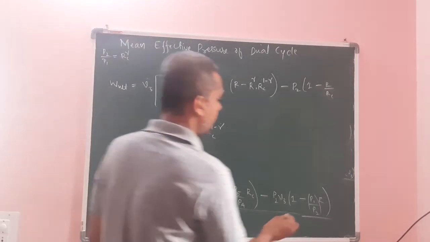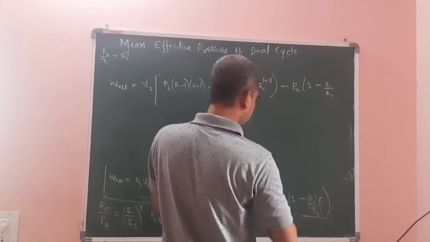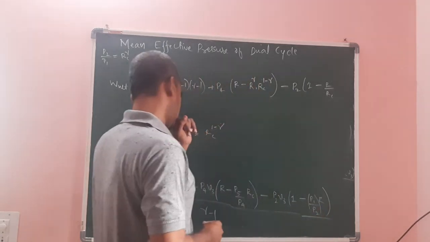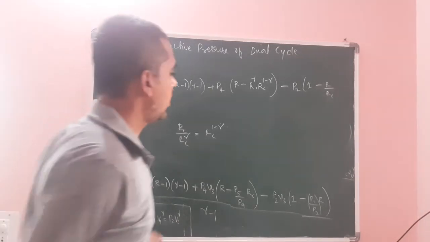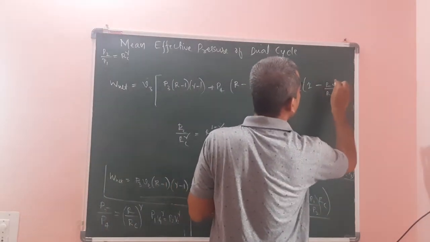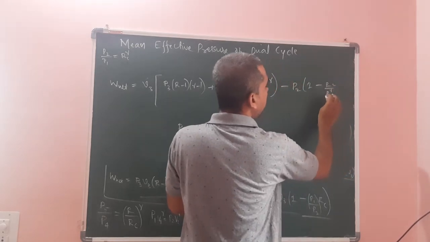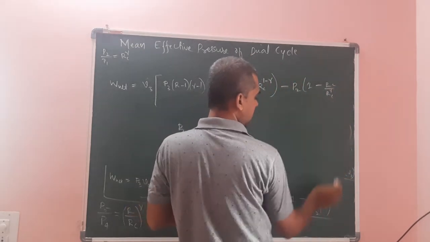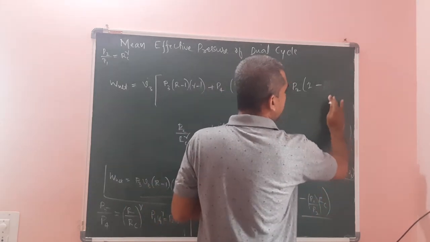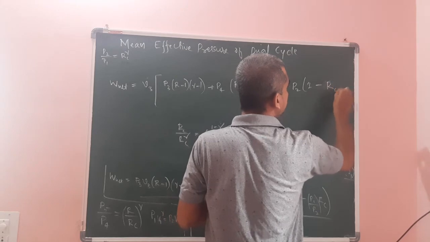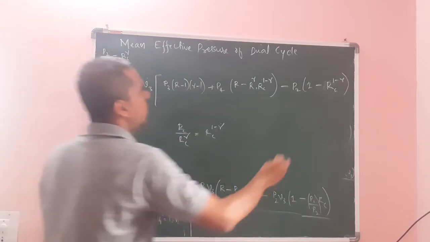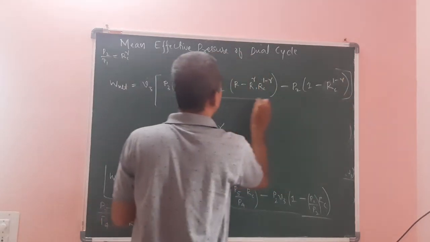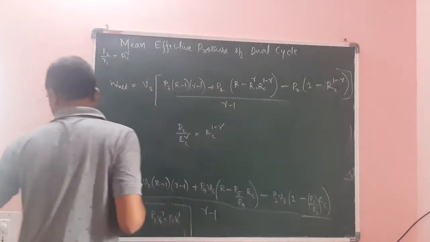Okay. Here P3 we have taken common, into, here it is RC. Therefore, it will be RC divided by RC raised to gamma. Therefore, what will happen? It was RC previously. It was RC here. Okay. Therefore, RC divided by RC raised to gamma. It will be RC raised to 1 minus gamma. Okay. Now, whole divided by gamma minus 1.